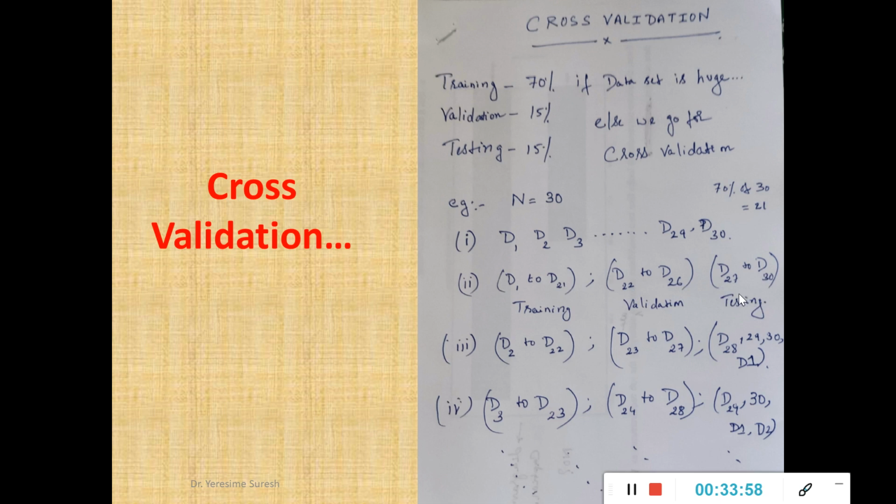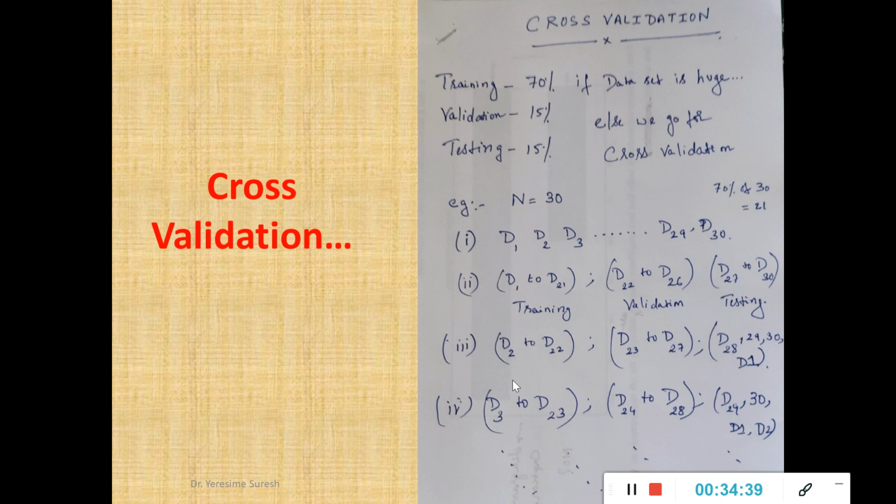In the second iteration, what will I do? In the next step, D2 to D22, that means from the second record to the 22nd record, will be considered for training, and 23 to 27 will be considered for validation. See the difference. I have excluded D1. I have started from D2 and moved to D22. Similarly for validation, I have excluded 22 and started with 23 to 27. Testing, which was 27 to 30 in the first instance, is now 28, 29 to 30, and the D1 instance that was excluded from training will be considered for testing. Understand this?